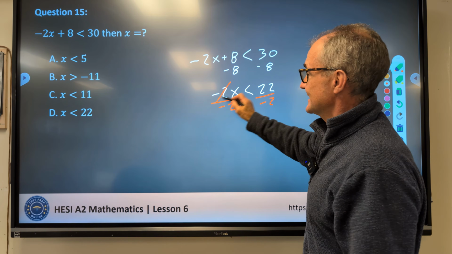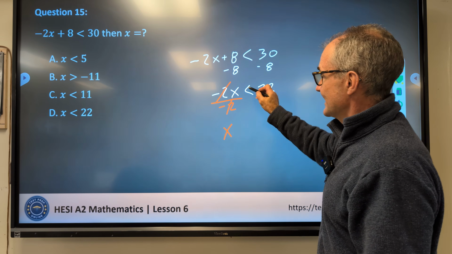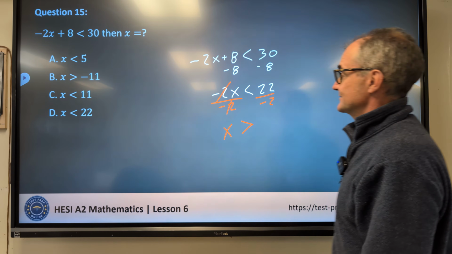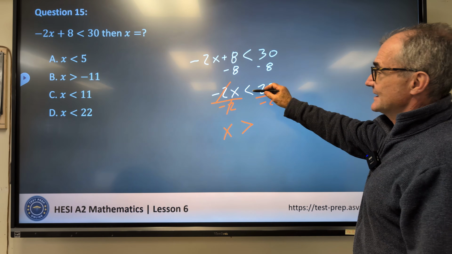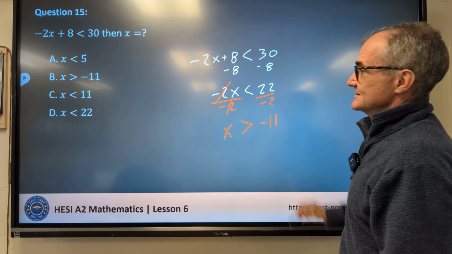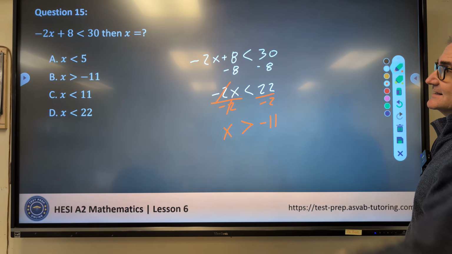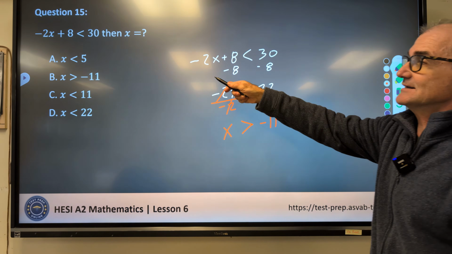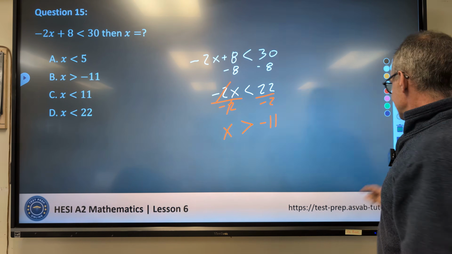As I divide by that negative, it gives me x by itself. I have to flip that thing around. And then now that I flipped it, 22 divided by negative 2 is negative 11. So x is greater than negative 11. Correct answer, answer B, right there.